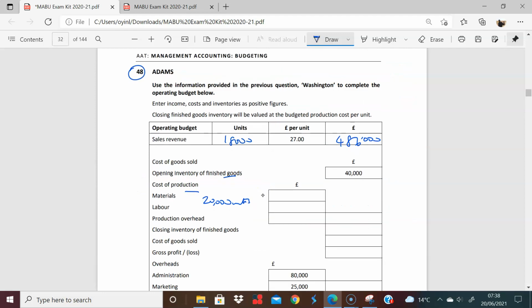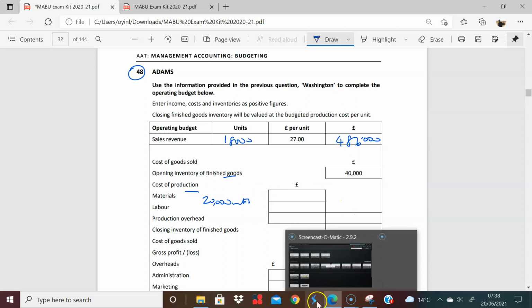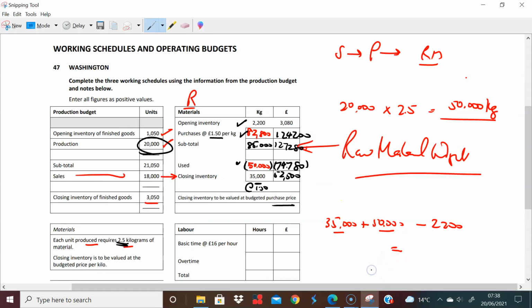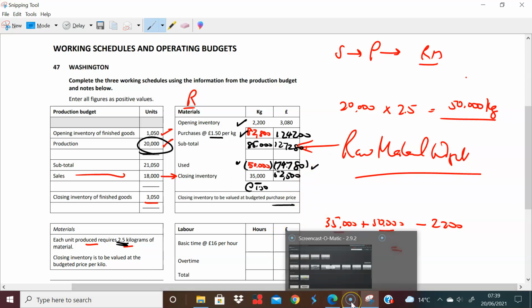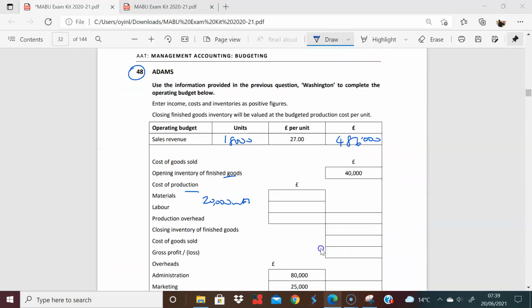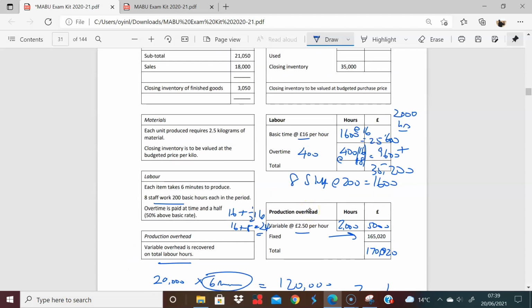In terms of the cost of production here, in terms of materials, how much material did we use, and we spent time calculating that. So in terms of material used, we used 50,000 kilograms, which cost us 74,780. That's what it's asking us. What is the cost of producing those 20,000 units? So 74,780.